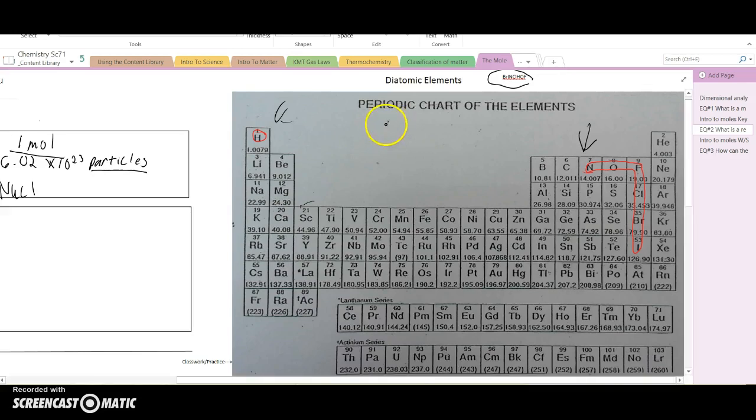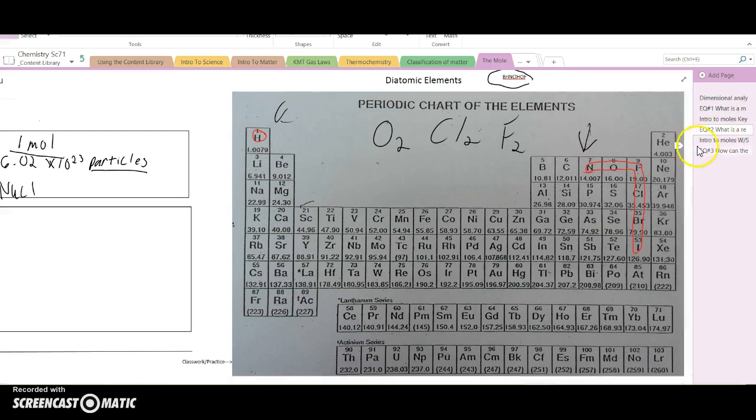Because oxygen, for example, is going to be O2, or chlorine is Cl2, or fluorine is F2. They will never exist by themselves as a single atom. Whereas if I was working with, say, lithium, lithium by itself is just going to be lithium atoms.